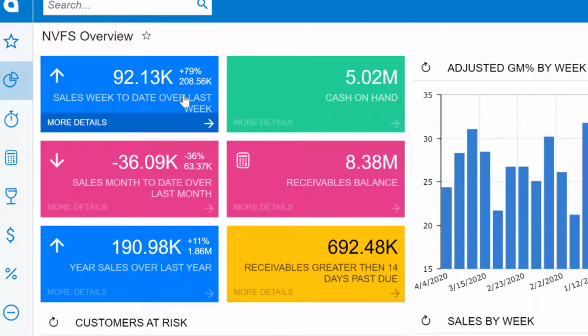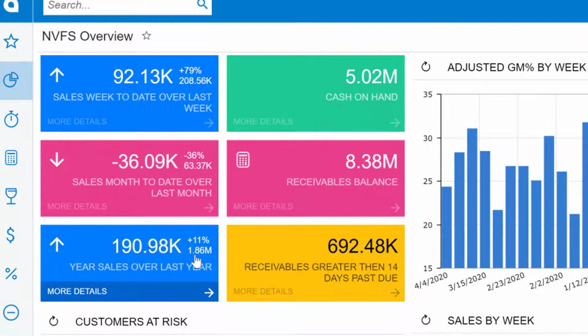These are called trend cards, and basically if you look at the one down here, it's looking at year-to-date sales this year over last year through the same day. We're up 11%, or 190,000, and this year we're at 1.86 million. Where you see the red and yellow, it's designating warning signs. So this is an example of our accounts receivable that are more than 14 days past due are 692,000.